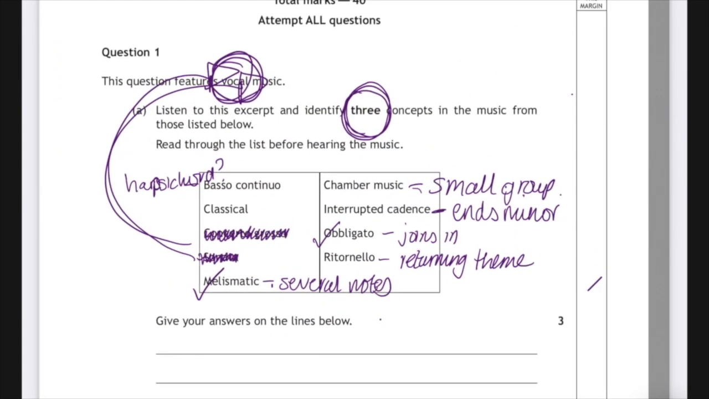Now that I have some definitions, I've eliminated the concepts that I know are not going to be the correct answer and chosen some that I think are very likely to be the right answer. I'm going to listen to the piece of music and I'm going to pick 3 concepts that I can hear.